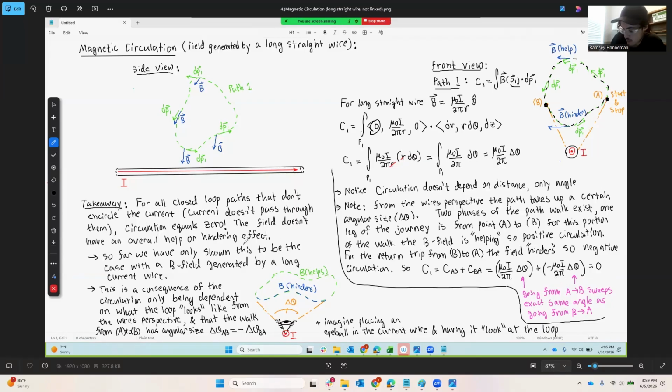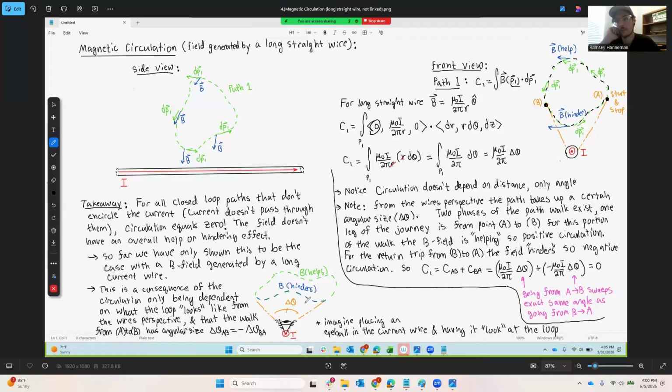And so for all closed loop paths that don't encircle the current, in other words, the current doesn't pass through them, the circulation will equal 0. The field doesn't have an overall helping or hindering effect because it helps equally as it hinders. And so this is just a consequence of the circulation being only dependent on the angle change.